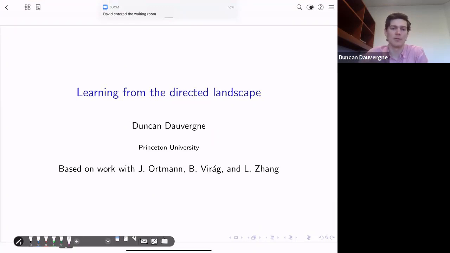Okay, so the talk is about what's called the directed landscape. This is a random metric on the plane, which I'll describe in a second. This is based on a couple of papers. The first one was joint work with Janos Ortmann and Virag, where we constructed this object a couple of years ago now.